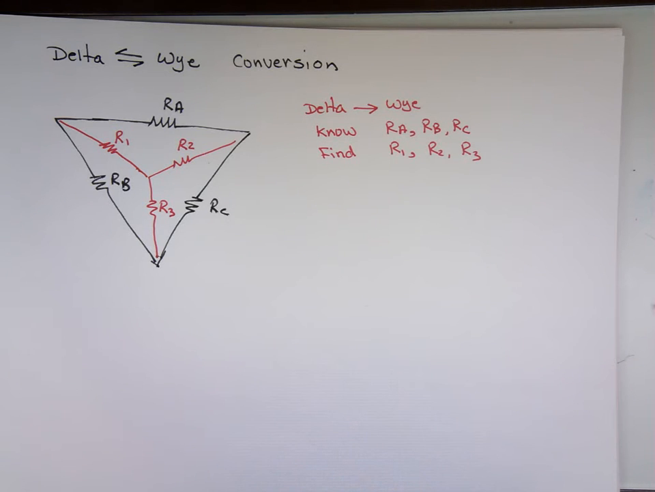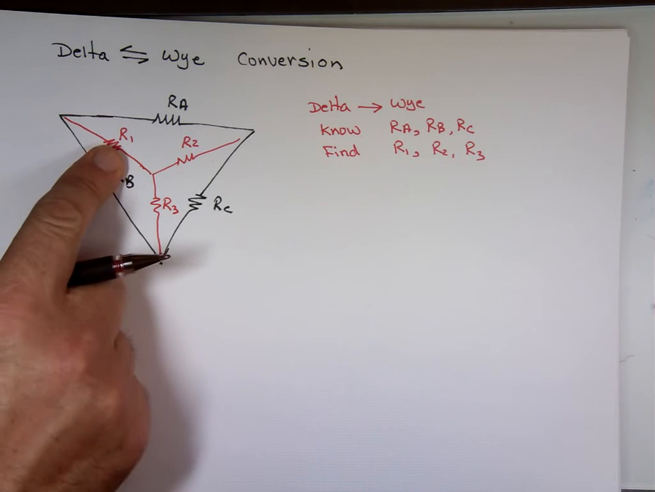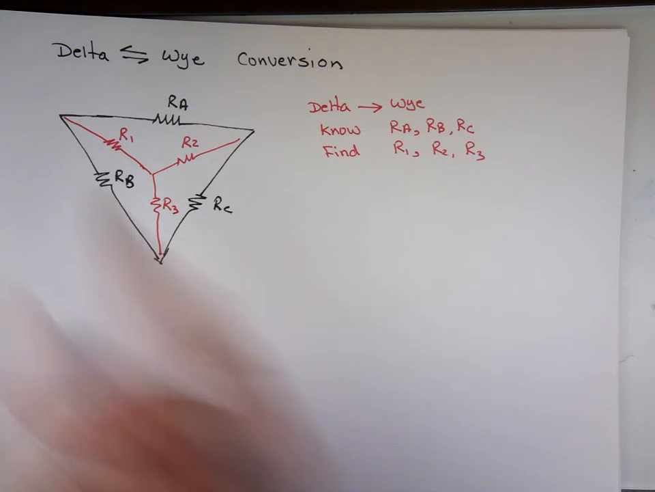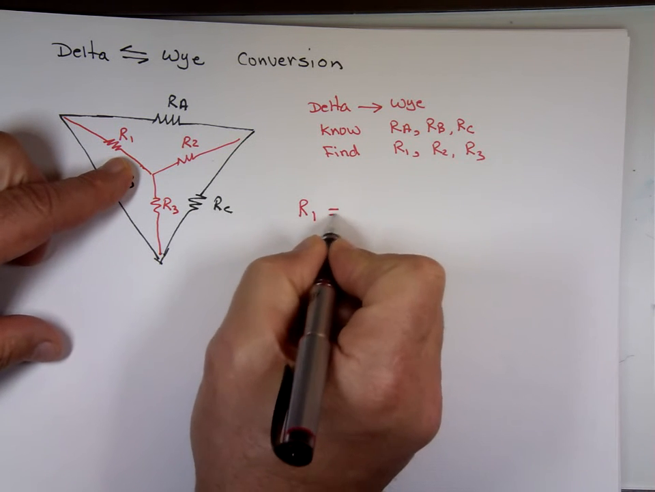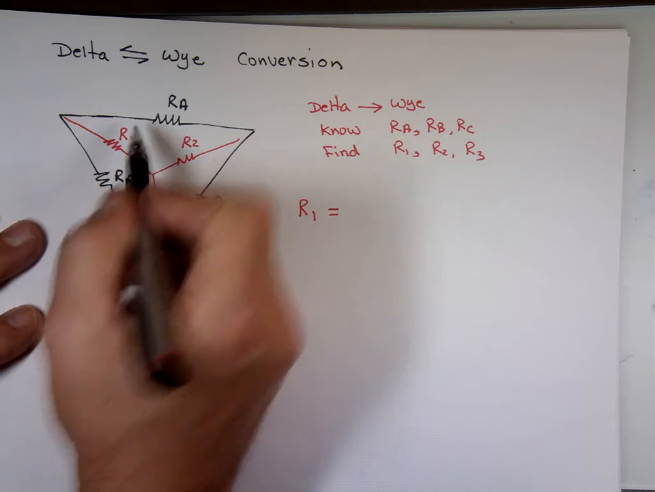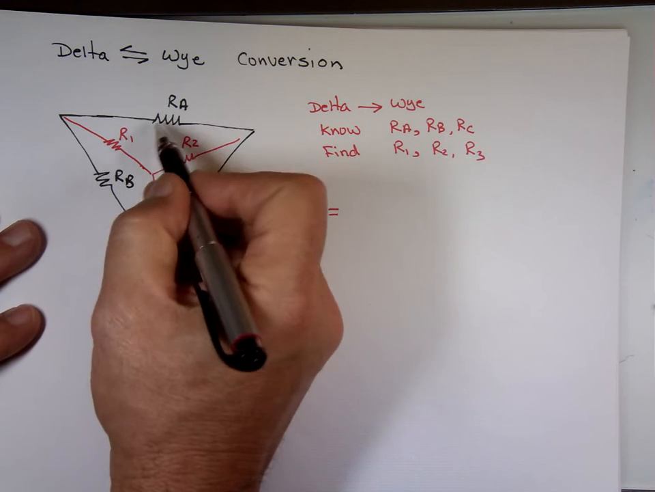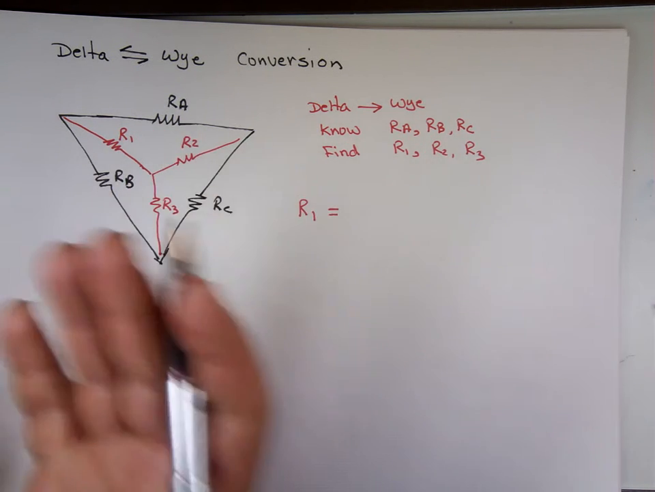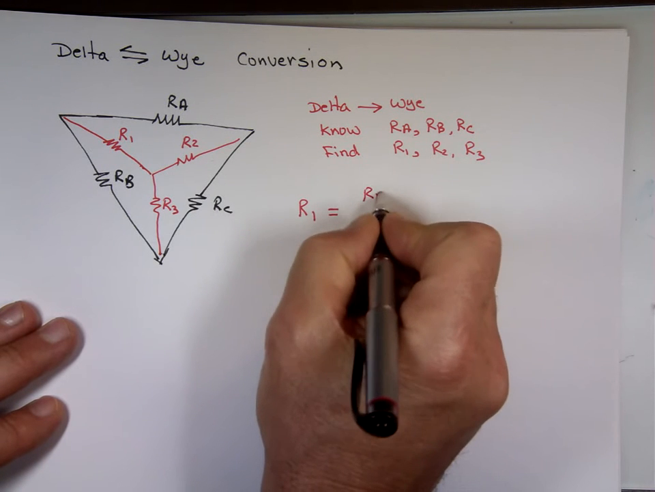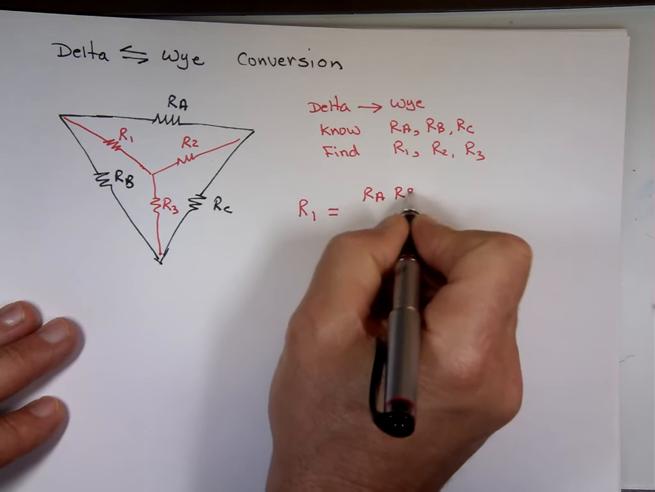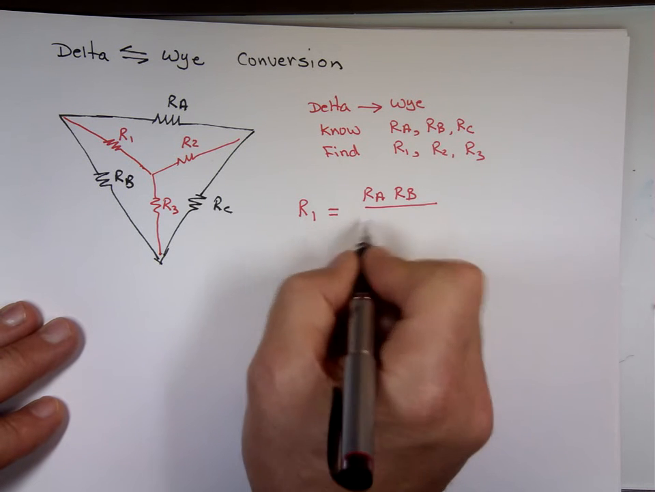So if you want to find the Y value, R sub 1, I find there's actually a pattern if you look at it. Look at R sub 1. The two next to it are what? R sub A and R sub B, based on my picture. So you multiply these two over the sum of all three of them.